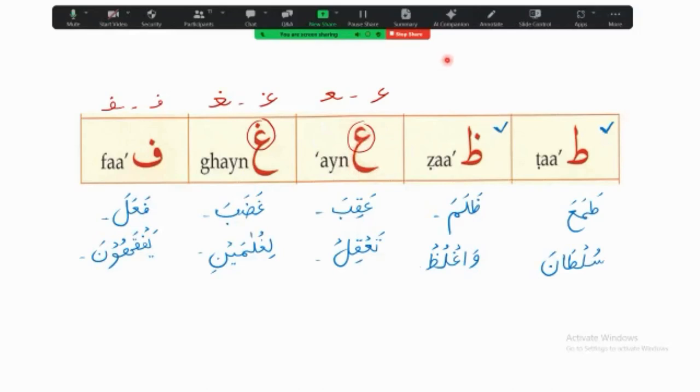So let me write this in this form. What I'm mentioning is that the ayn will look like this when it comes at the end, right? So ayn will look like this at the end. The same will happen with the ghayn letter as well, but with a dot on top. So this was what I was mentioning.